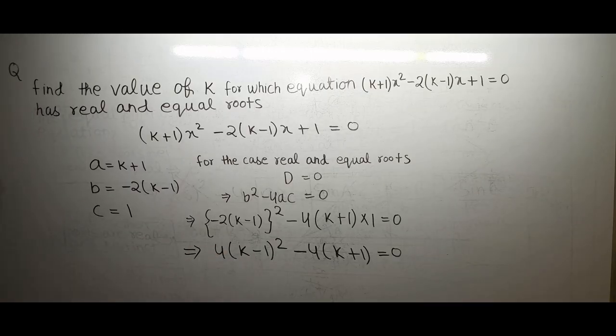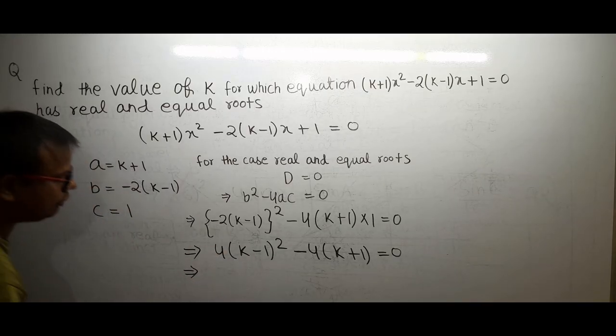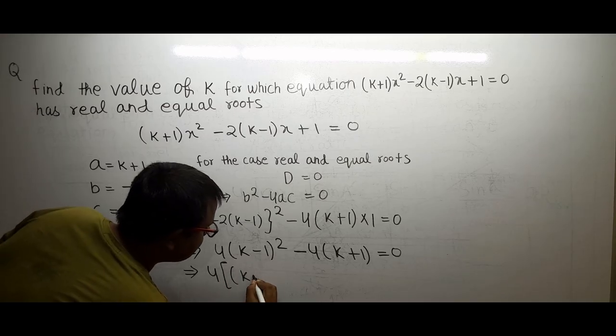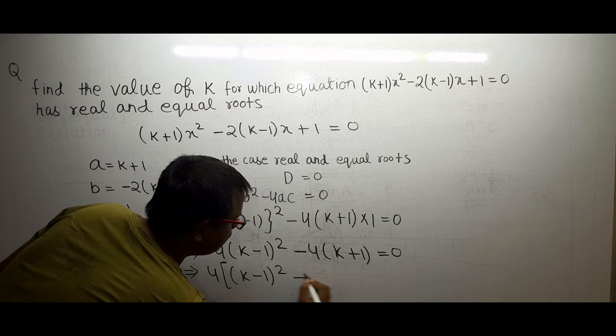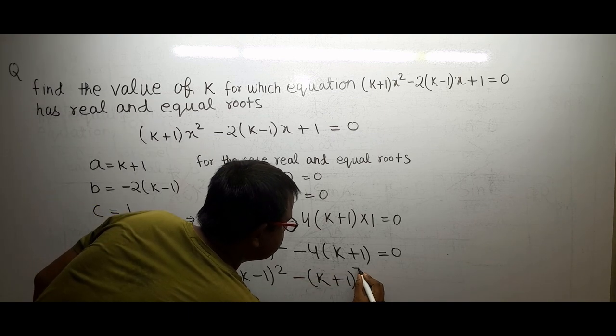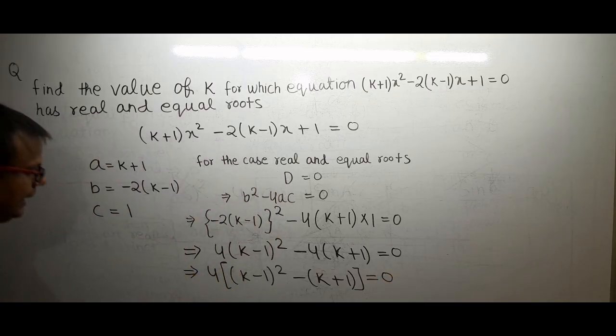4 we can take as a common factor, so we take 4 common: 4[(k − 1)² − (k + 1)] = 0. Now we have to simplify here. Listen guys, the visible area is over here, so I have to remove this, and after that we will solve the problem.